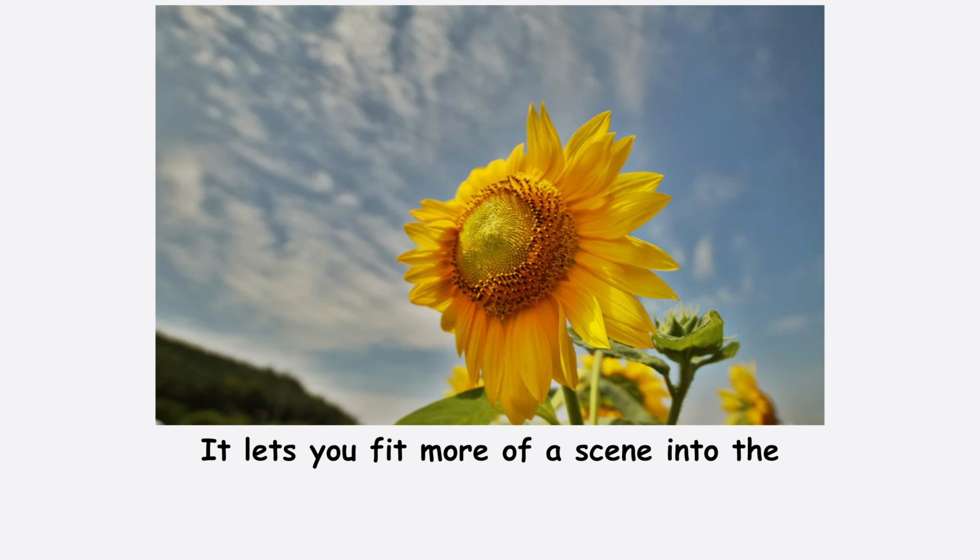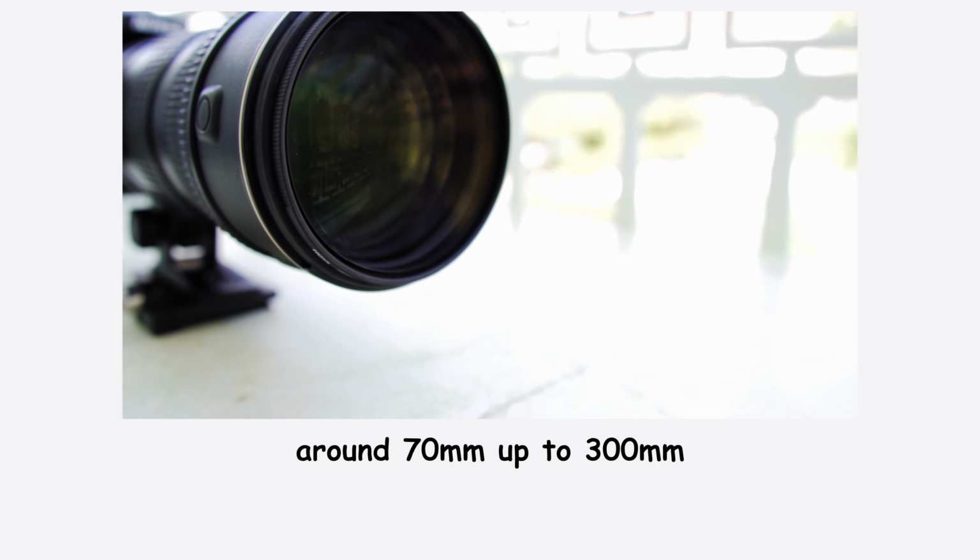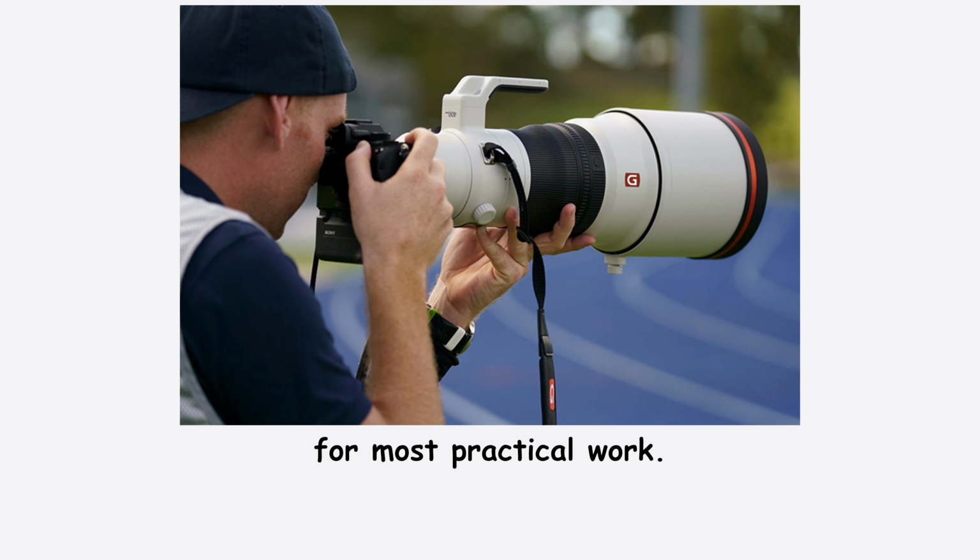Sports photographers use telephoto lenses to fill the frame with athletes from the sidelines. Wildlife photographers depend on them to capture animals without disturbing their behavior. The compression effect also has a quality that portrait and street photographers use intentionally, stacking elements in the background to create a layered cinematic look. Common telephoto focal lengths range from around 70mm up to 300mm for most practical work.